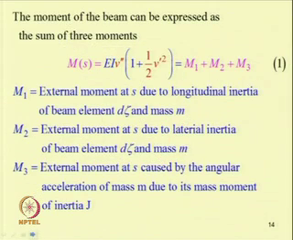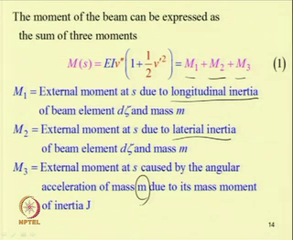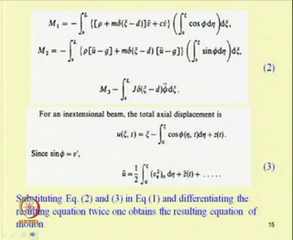So, now the moment of the beam can be expressed as the sum of 3 moments: m1 plus m2 plus m3. Where m1 is the external moment at S due to longitudinal inertia of the beam element d zeta and mass m. m2 is the external moment at S due to lateral inertia. So, longitudinal inertia we can take as m u double dot, lateral inertia m v double dot. Similarly, m3 is the external moment at S caused by angular acceleration of the attached mass m, due to the mass moment of inertia J. So, taking all these things into account.